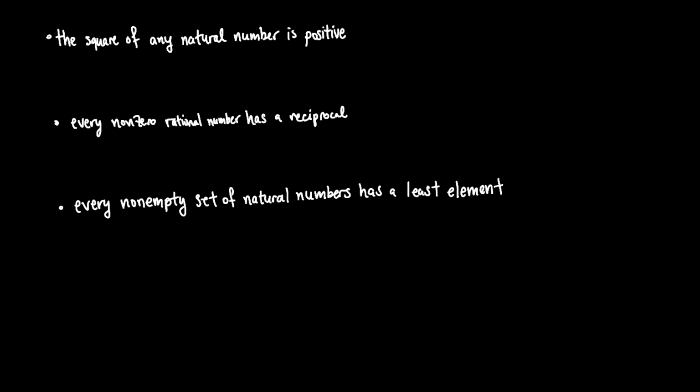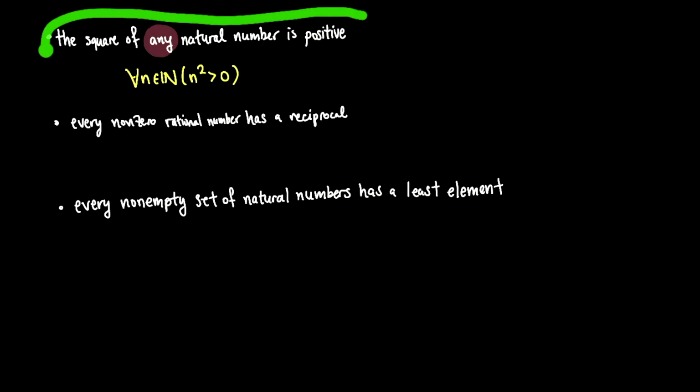So the key word here is any, which is cluing you in that you should be using a universal quantifier. So the square of any natural number is positive. So I say that for any natural number, when I take the square of n, I get something positive. Okay, so that's how you convert this English sentence to a logical statement involving symbols.